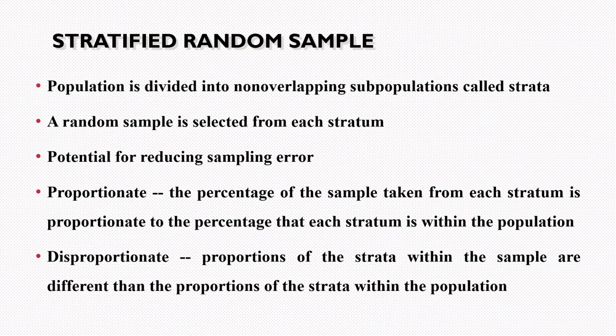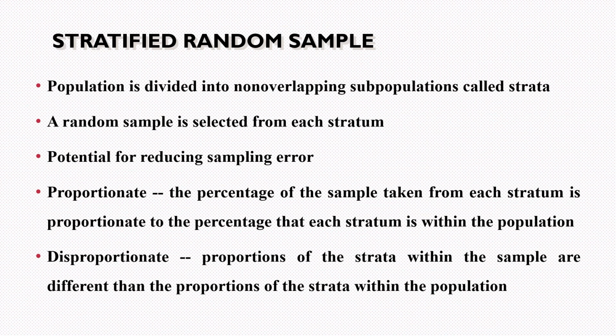Then stratified random sample. In a stratified random sample, the population is divided into non-overlapping subpopulations called strata, because when the population is heterogeneous, with unequal groups, only then do we approach stratified random sampling. By taking subgroups from each heterogeneous population, we get homogeneous groups. That homogeneous group itself we consider a separate population. Each subpopulation is a separate population, which we call a strata or stratum.